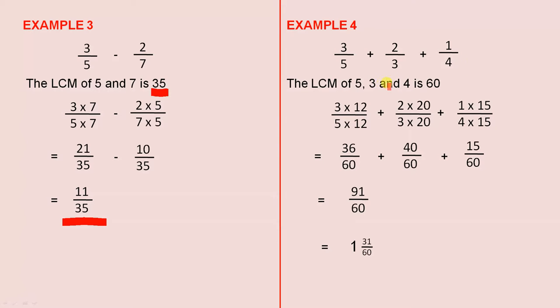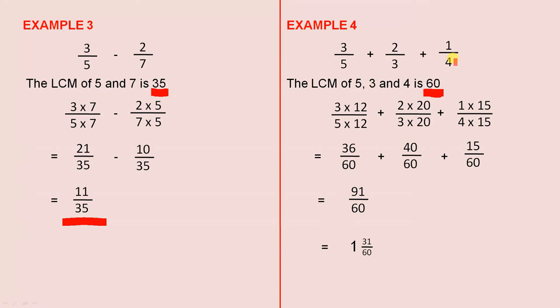Example 4, the lowest common multiple of 5, 3 and 4 is 60. For this denominator, so that must be 60 there. So for this denominator here to be 60, I multiply top and bottom by 12. That's what I've done here, which gives me 36 over 60. For that denominator here to be 60, I multiply top and bottom by 20. That's what I've done there, which gives me 40 over 60.